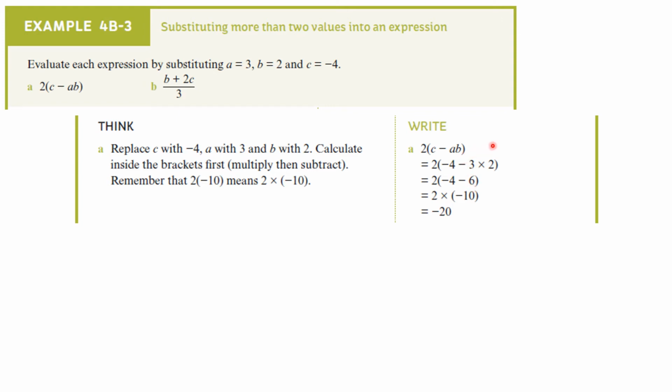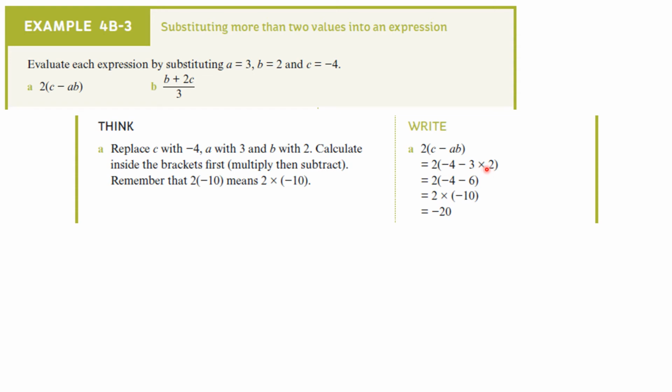So let's look at each line separately. This 2, we leave it. It's going to just be carried through all the way to the end. We open our bracket. C is now negative 4. I write it in. This minus sign does not change. I leave it. A is 3. B is 2. And we know that that's 3 times 2.